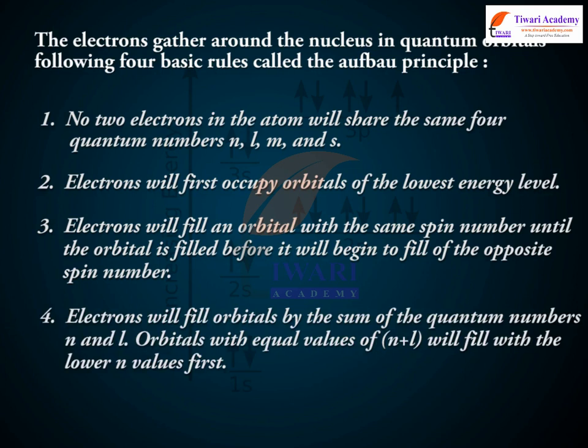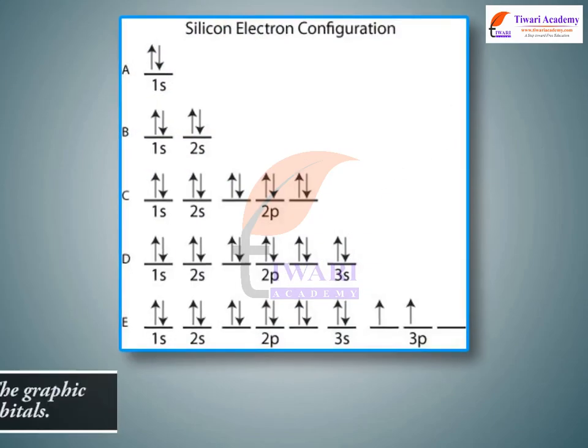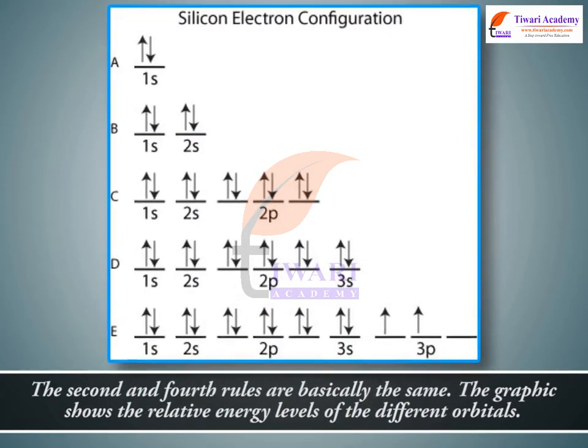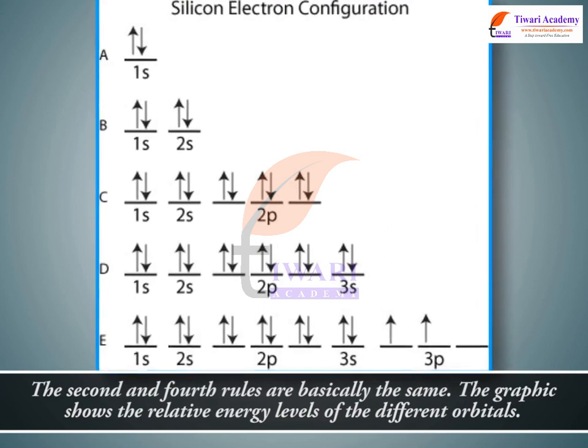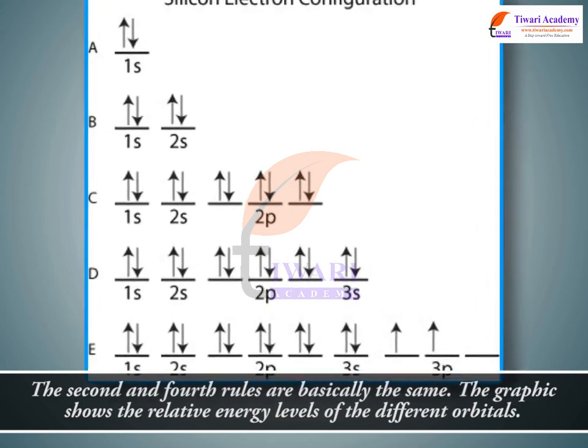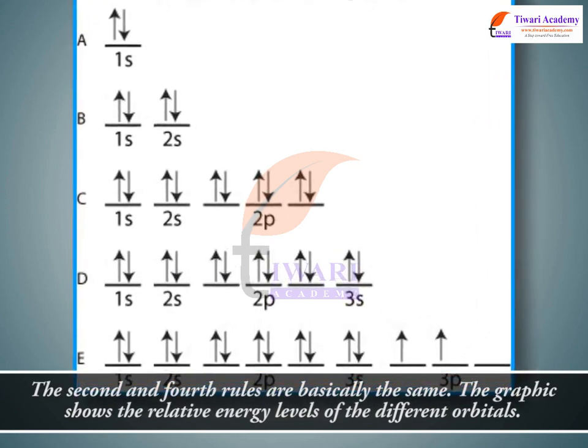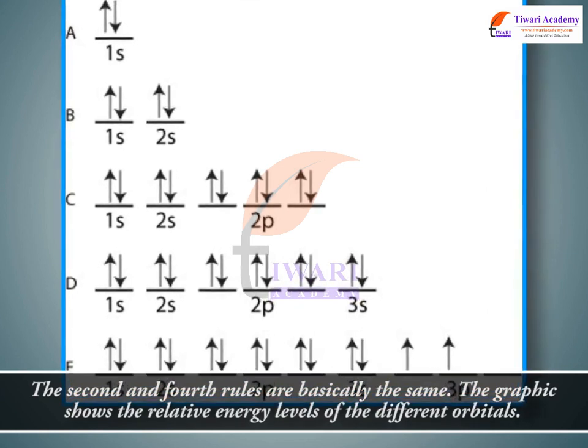Electrons will fill orbitals by the sum of the quantum numbers n and l. Orbitals with equal values of n plus l will fill with the lower n values first. The second and fourth rules are basically the same. The graphic shows the relative energy levels of the different orbitals.